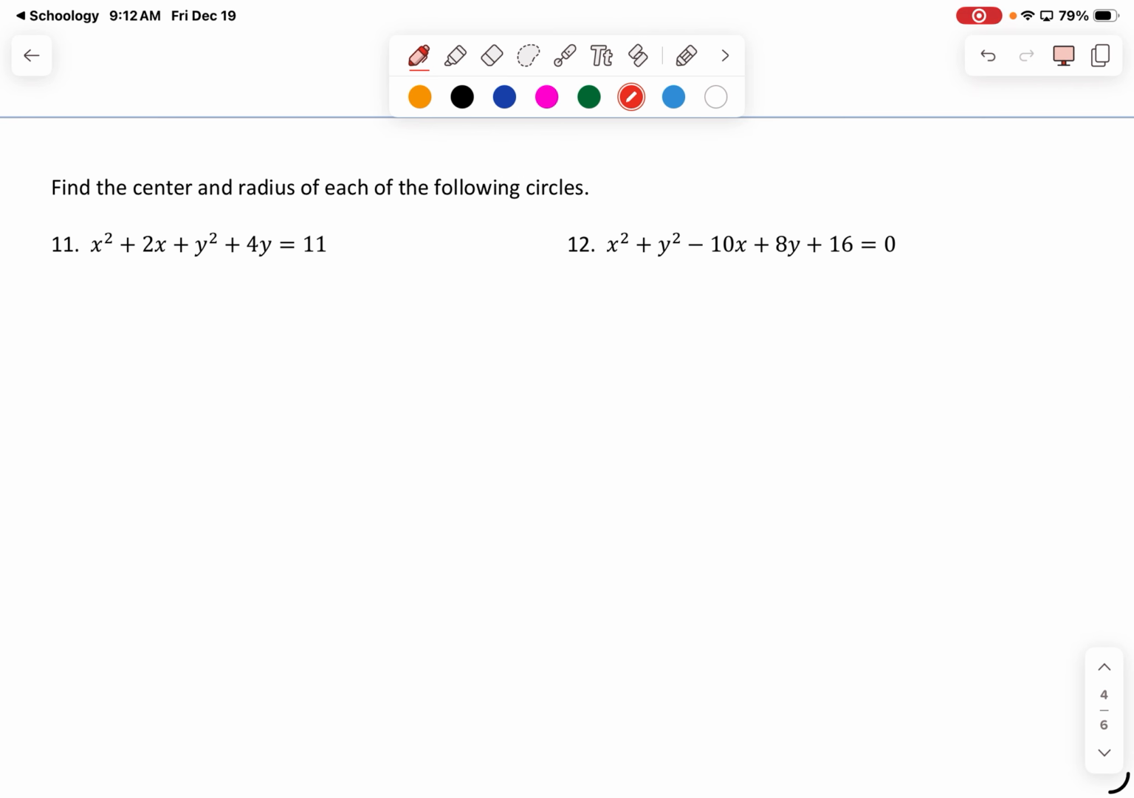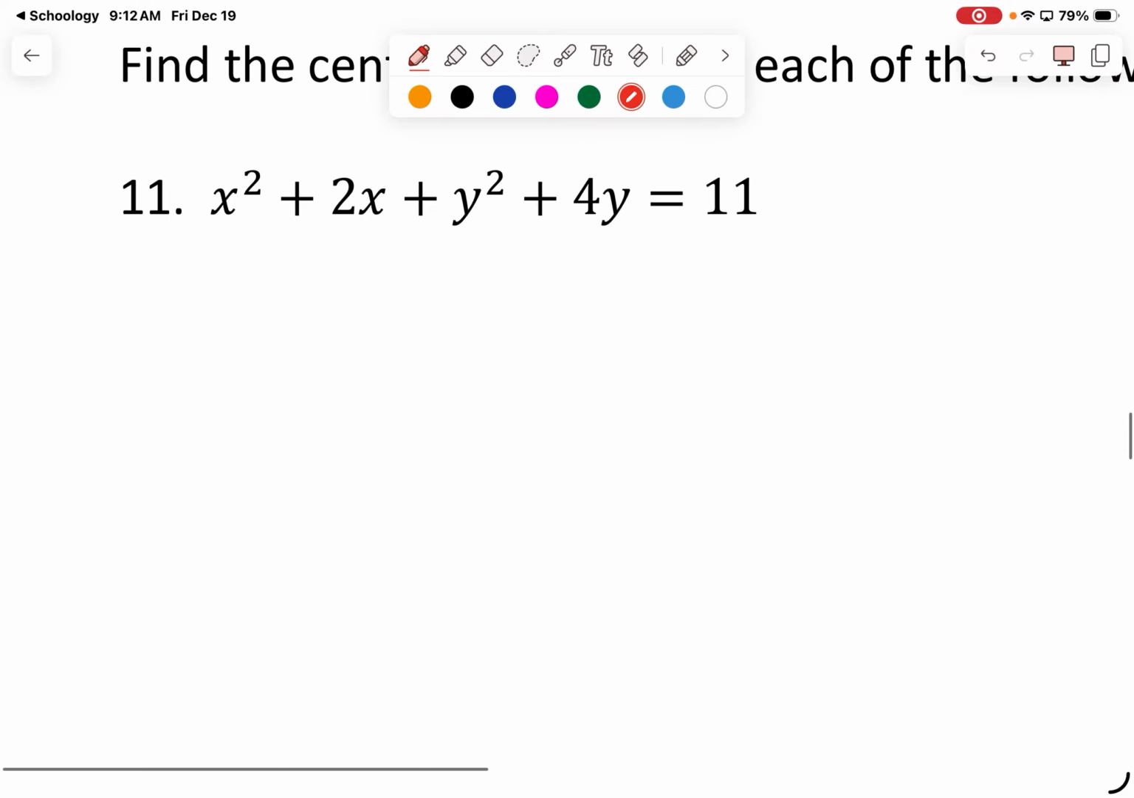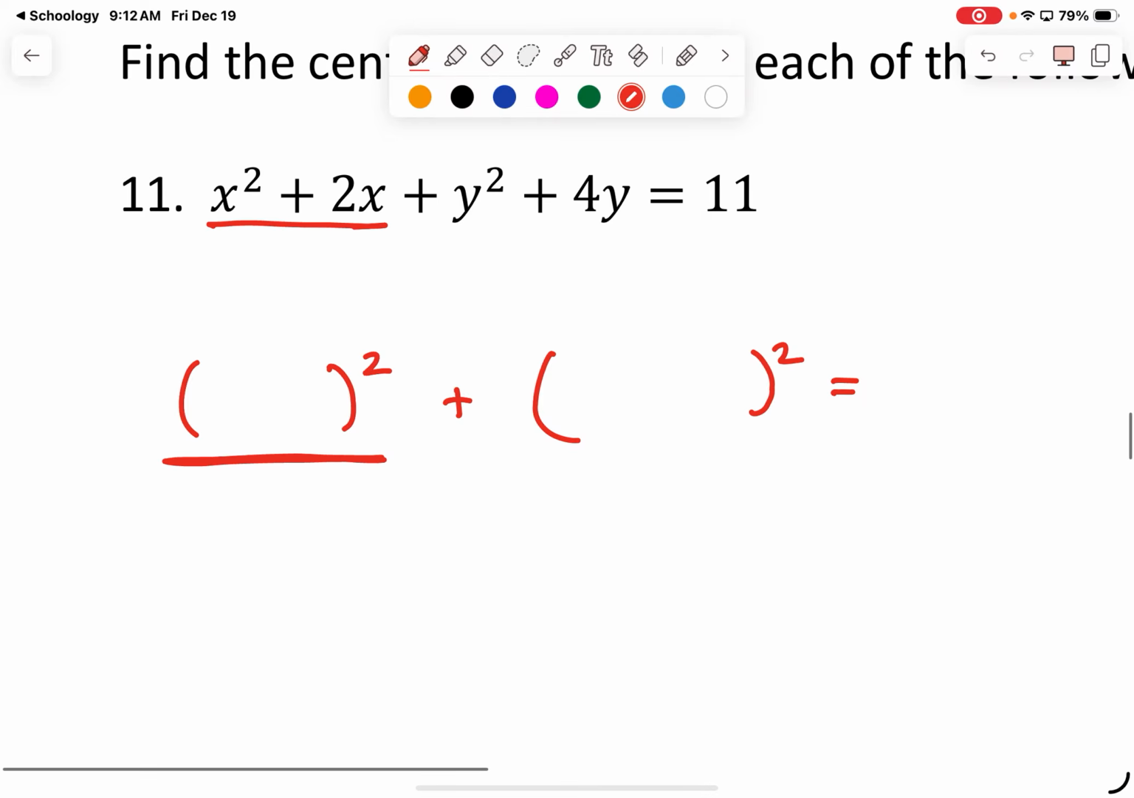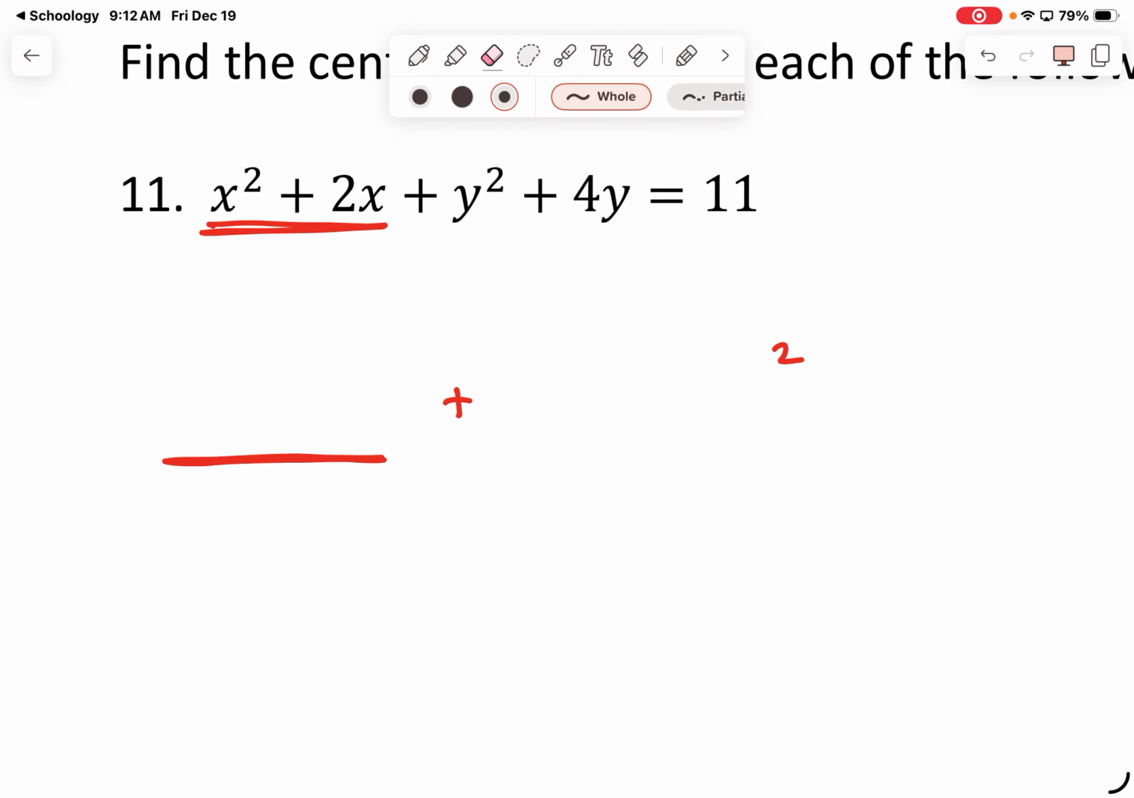All right, so let's go ahead and do the last two that we're doing together. It says find the center and the radius of each of the following circles. So if you look, this is not in standard form and it needs to be, okay? So I need it to look like this, right? Okay, so if you look at what this is, a binomial squared. So we need to get this to be a binomial squared, and we know how to do that, all right? We learned that last semester. We do that by completing the square, okay?